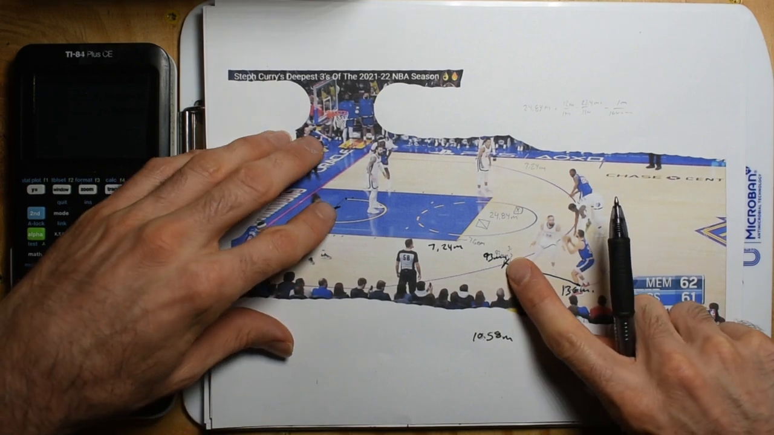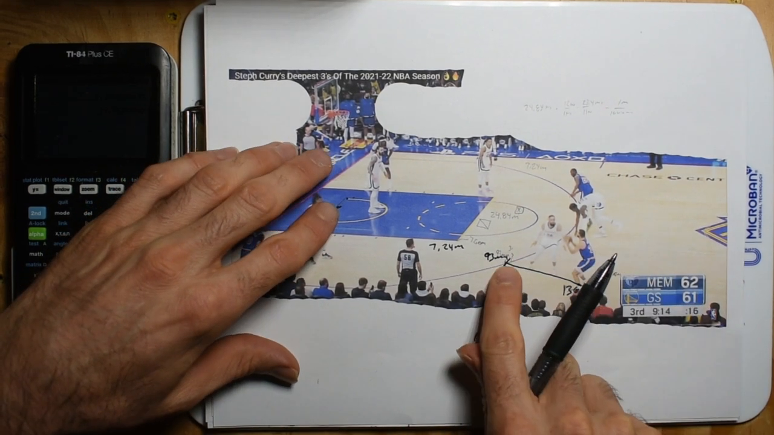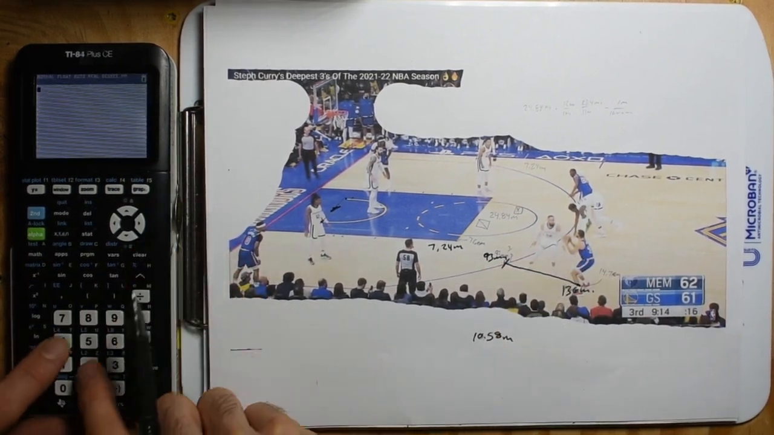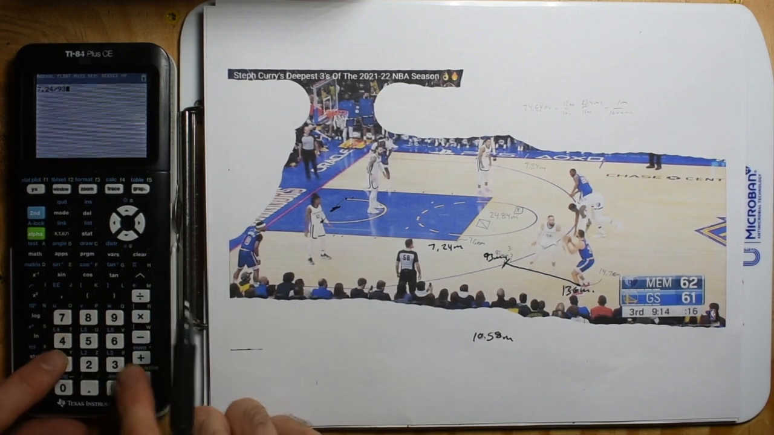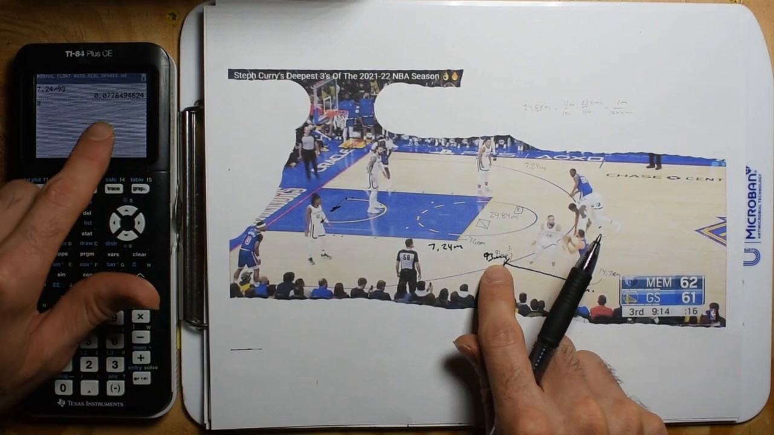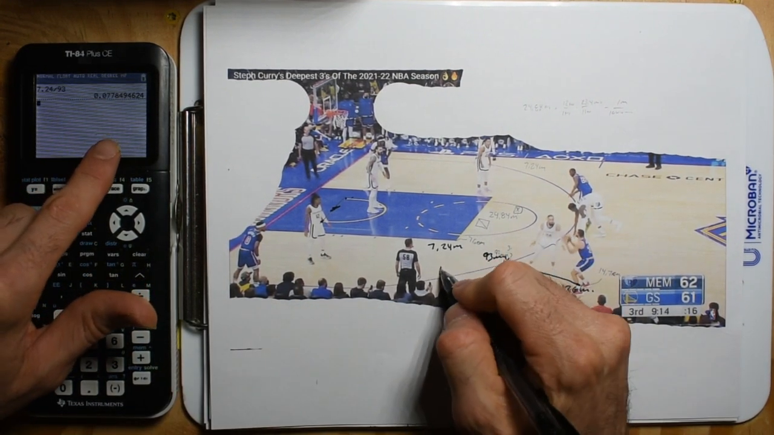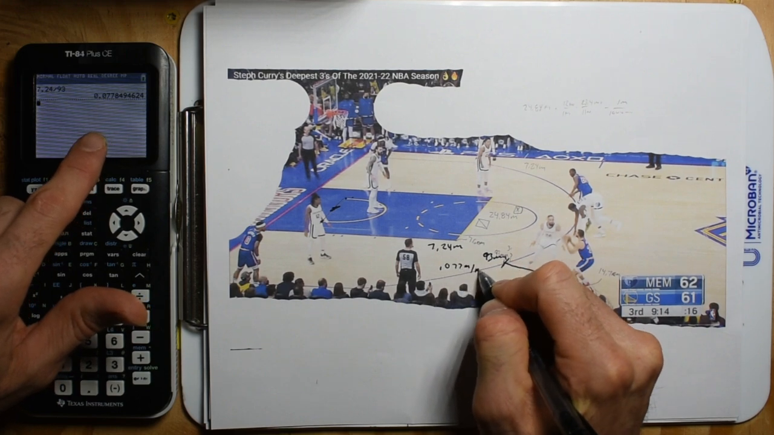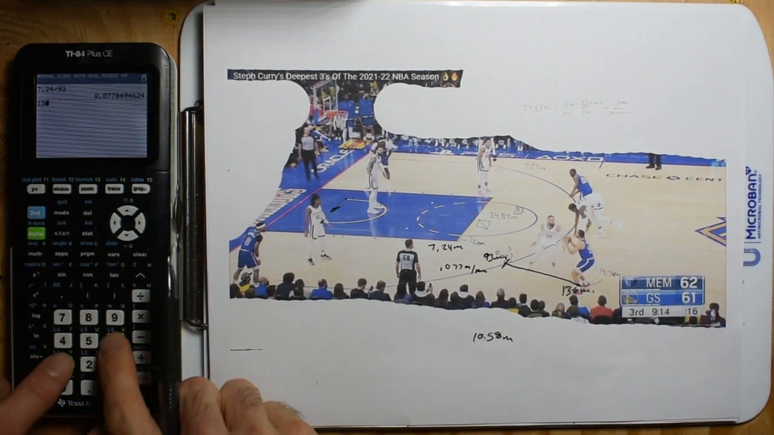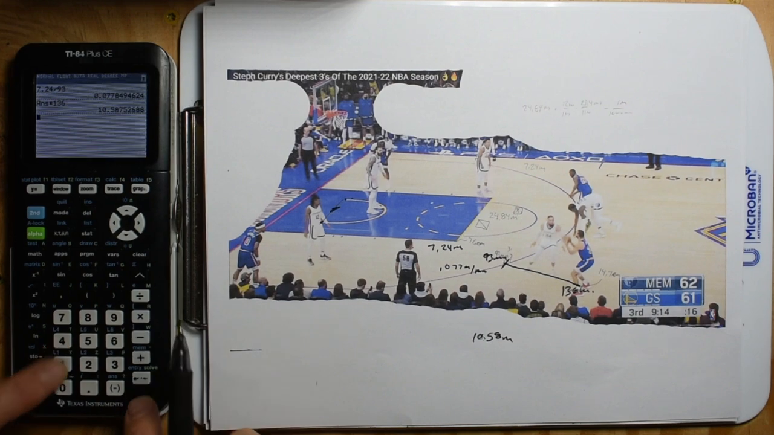I'm so bad at ratios, you know what I mean? I'm just assuming that. So what I did is I said 7.24 divided by 93 millimeters. So this is going to be this many: 0.077 meters per millimeter, and then we have a total of 136 times 136.